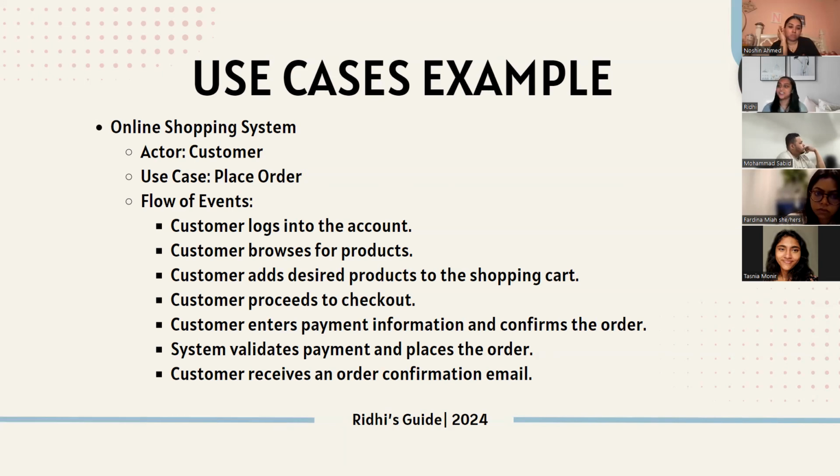Customers log into the account, customers browse for products, add products to cart, checkout, customer enters payment information, confirms the order, system should validate the payment and place the order, customers receive an order confirmation email. So step by step, you want to list it out for the developers to understand what is needed from the system. Any questions before I move forward?